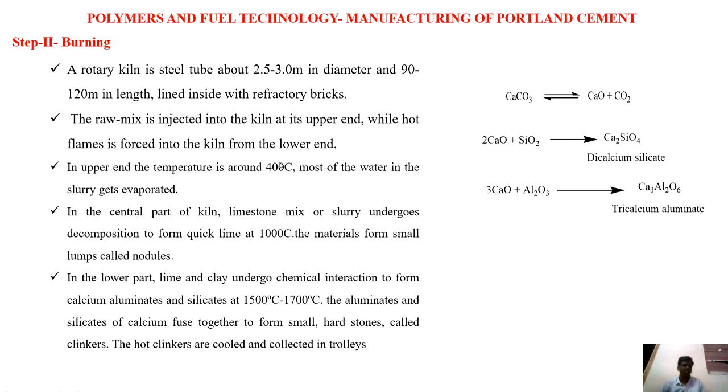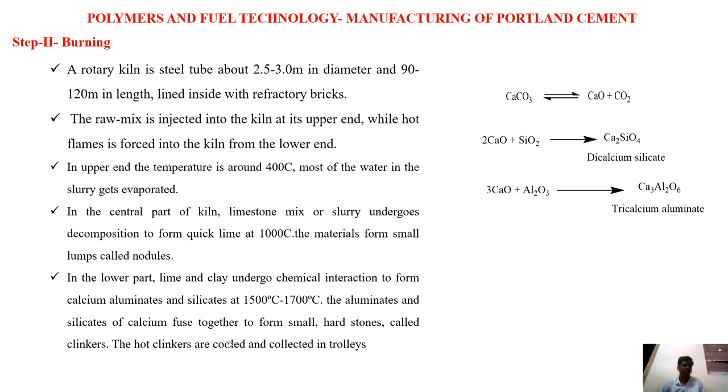After that, the slurry is allowed to pass through the center part. In the center part, the temperature becomes 1000 degrees centigrade, so that the slurry is decomposed to quick lime. After that, it is allowed to pass through the lower part, where the temperature becomes 1500 to 1700 degrees centigrade. Here the chemical reaction takes place. Aluminates and silicates of calcium are fused together, and they form hard stones that are called clinkers.